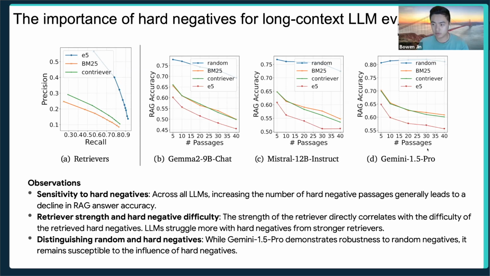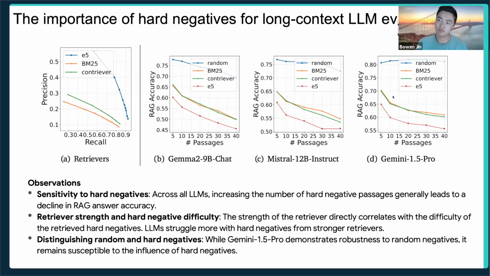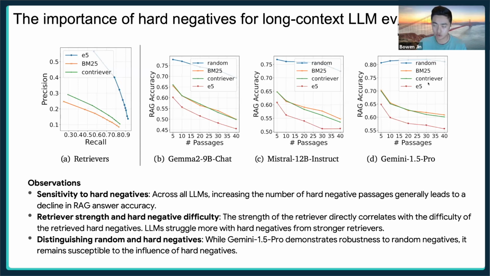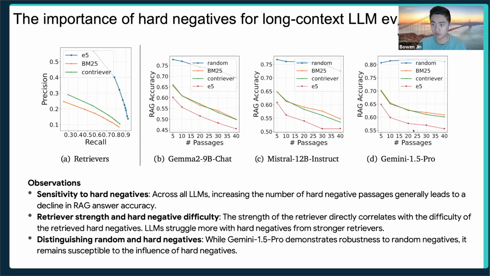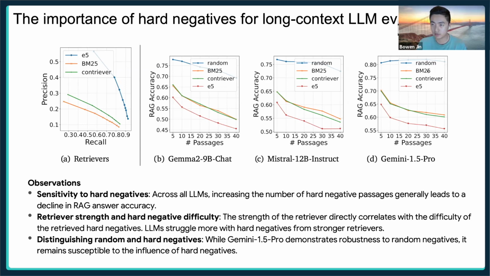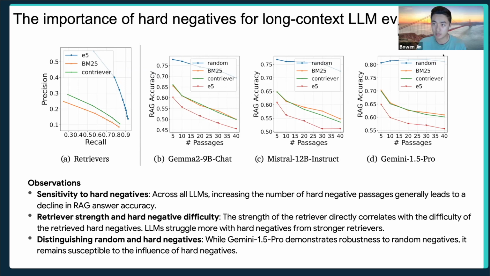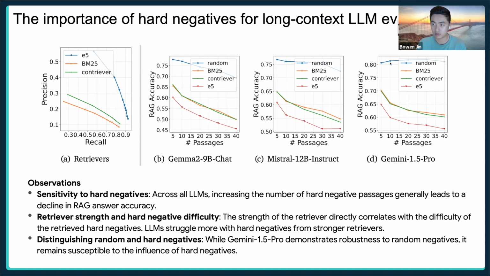But the thing is a little different if we use Gemini 1.5 Pro as the large language model in RAG. If you look at this Gemini 1.5 result, if we input E5 hard negatives, BM25 hard negatives, and Contriever hard negatives, we have a continuous decrease in performance, which is the same as Gemma and Mistral. But if we just introduce random negatives, it seems like Gemini 1.5 Pro is quite robust to those random negatives. And even though we increase the number of random negatives, the performance does not decrease, and it seems to be very flat.